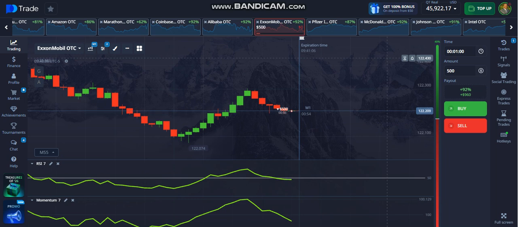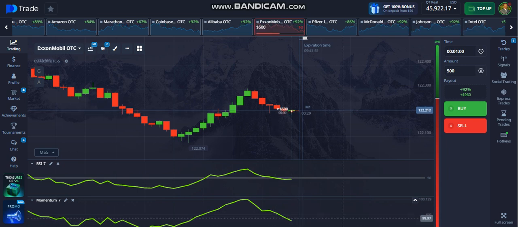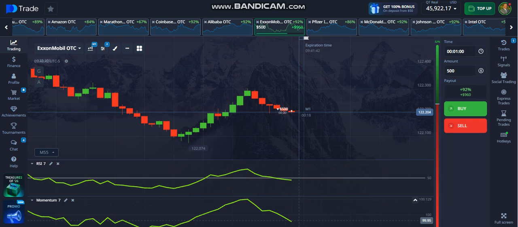Okay, so I'm on ExxonMobil, and I just took a sell trade or a put trade here. The reason why I took the put trade, the sell trade, is similar to the previous trade. I waited for the RSI line to cross below the 50 line here, which it just did. In addition to that, the momentum indicator is showing a downward sloping direction, and it also just crossed the 100 line here, which suggests that there is a bearish momentum to the downside over the next 60 seconds. So let's monitor this trade and wait for the expiry.